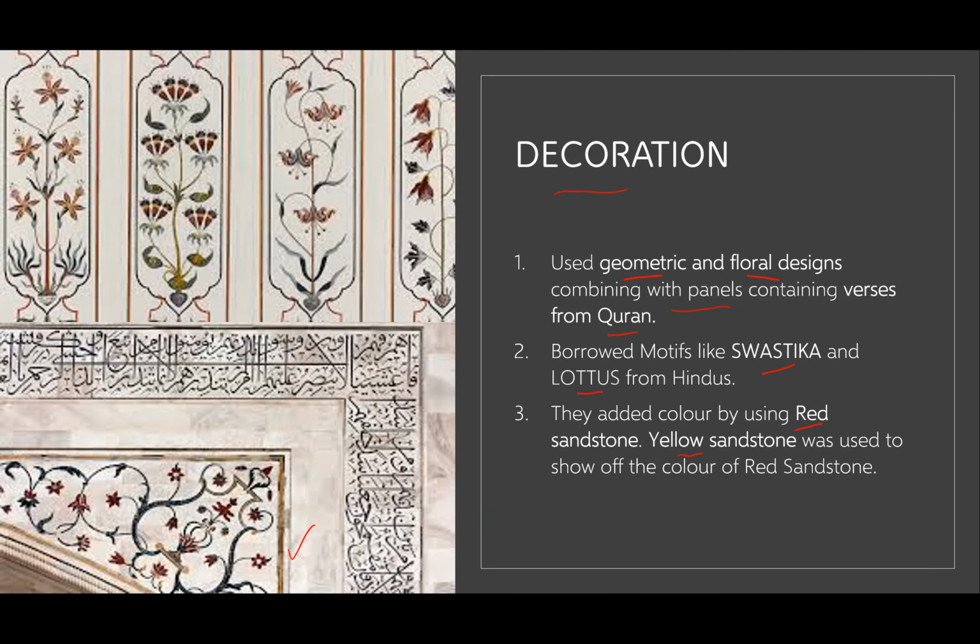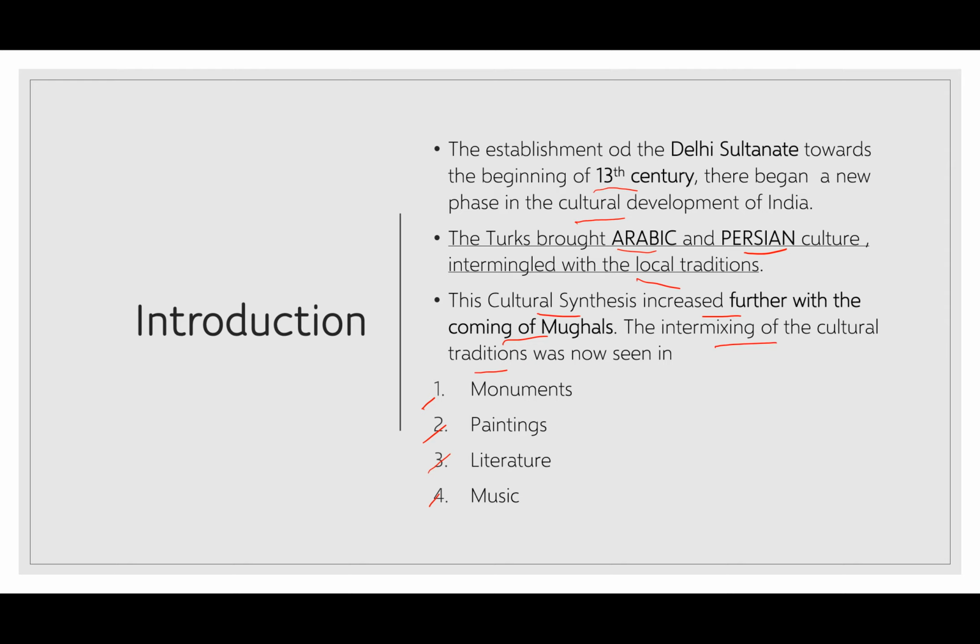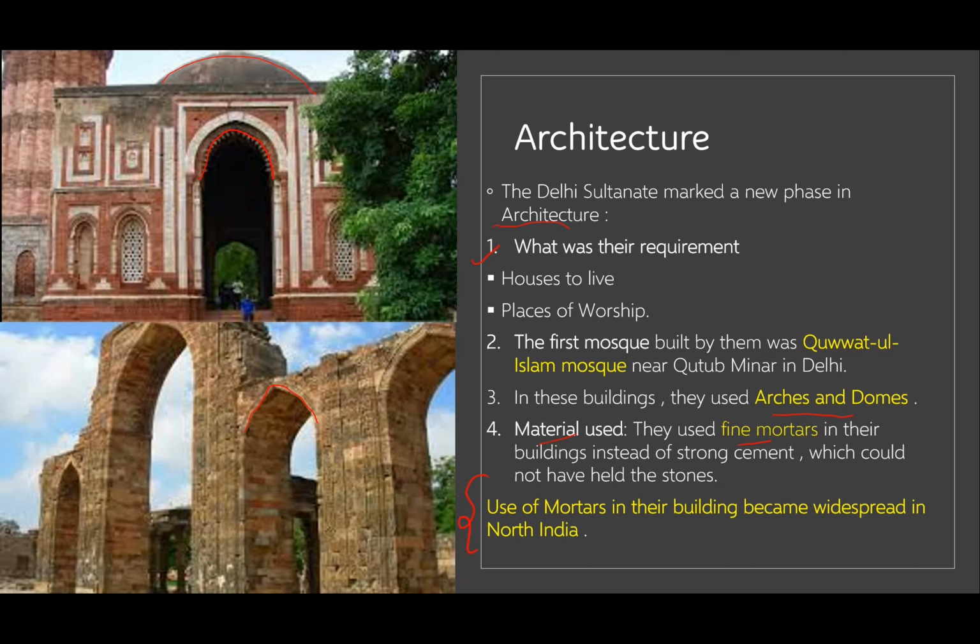So quickly, what have we done? Most importantly, the Delhi Sultanate started a new phase of cultural development. There was an amalgamation, a mixing of the local tradition with the Arabic and Persian, and this mixing increased further in the time of the Mughals. Now, what did these Delhi Sultans want? They only wanted two things: houses to live in and places of worship.